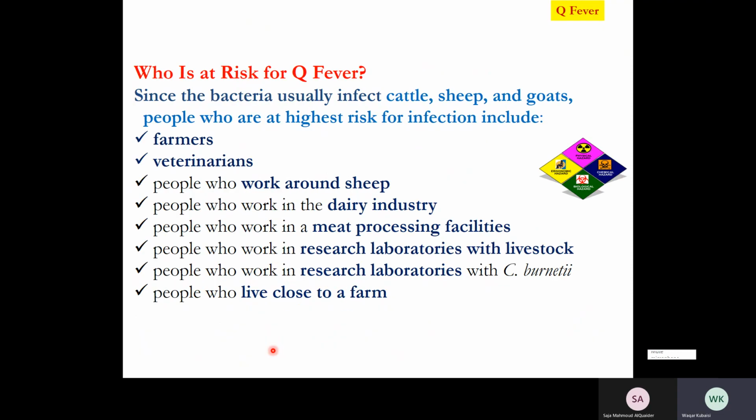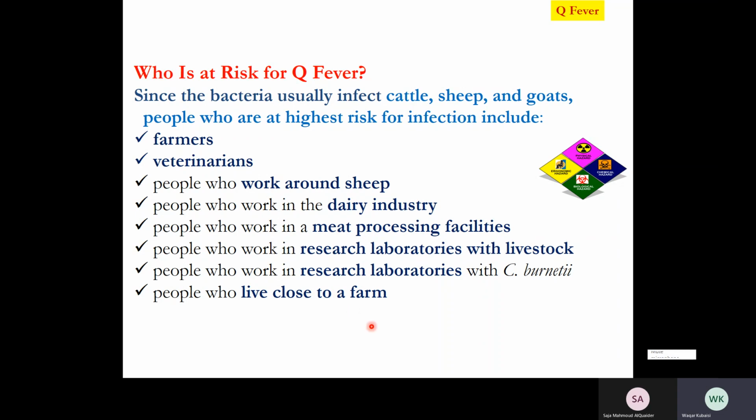Okay, who is at risk? I am sure now we know who, because we already mentioned it through the lecture. Since it infects cattle, sheep, goats, and other animals, people at risk are farmers and veterinarians, people working around sheep, working in the dairy industry, maybe contaminated milk, people working in meat processing, and researchers, definitely laboratory researchers, and in addition, anybody living close to this factory or close to the yard of the sheep. Okay.